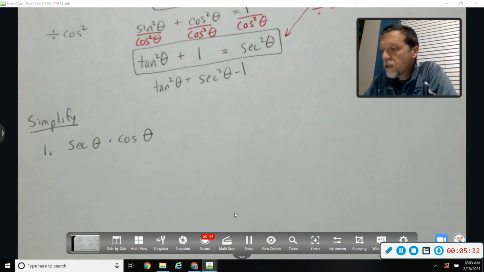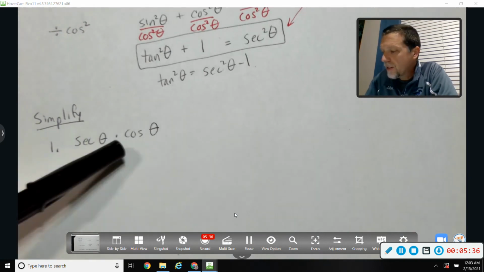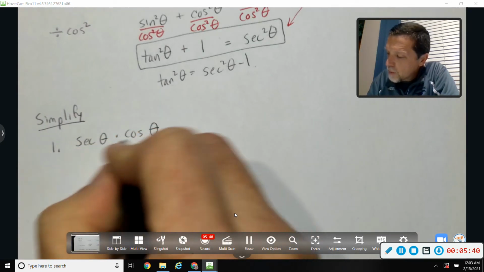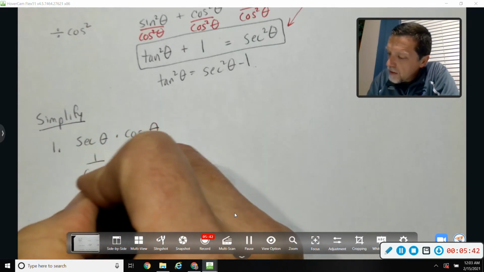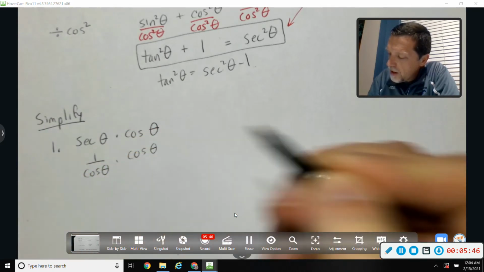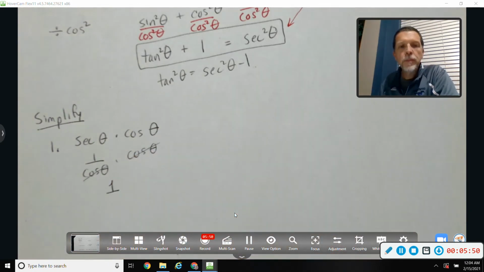Well, there's nothing squared. Squared is the giveaway that something Pythagorean is going on. There's nothing squared here, so I don't think this is going to be Pythagorean. This looks more like a yesterday problem. Secant is 1 over cosine. Cosine I could just leave as cosine. The cosines cancel and I'm just left with 1. And so that simplified to 1.